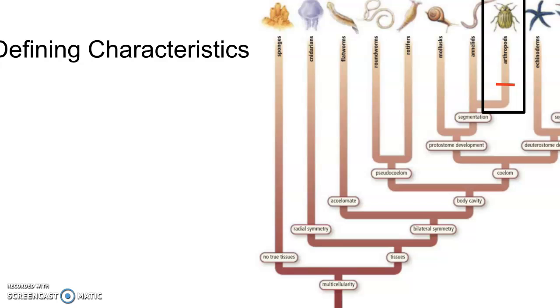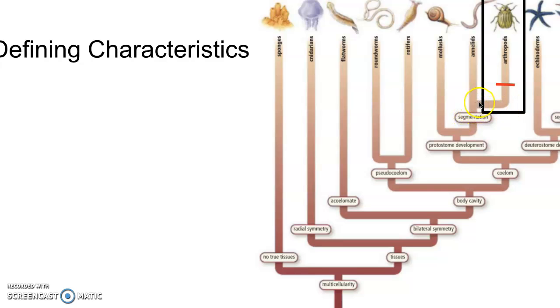As you can see, arthropods are very similar to annelids. If we follow our cladogram, look at this. It has tissues, bilateral symmetry, a body cavity, a coelom. They're both protostomes and they both have segmentation. So they have all of these things in common. You can always look at your cladogram to follow the pattern of commonality between species.